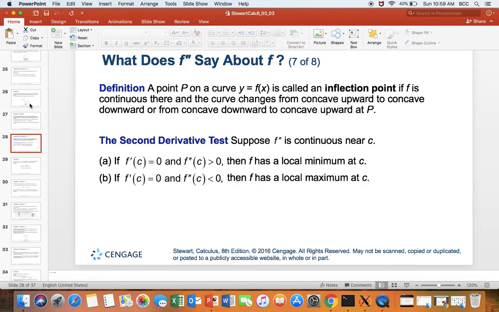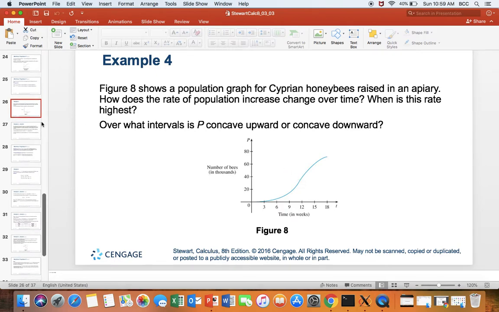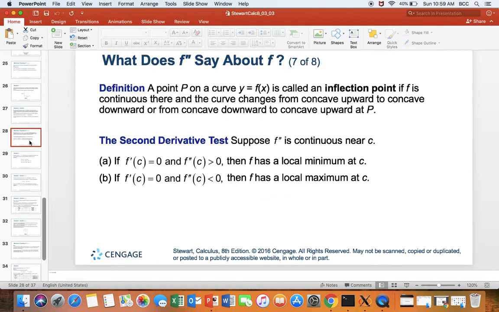All right, let's go to this curve. At 12, notice concavity changed. To the left, it was concave up. To the right, it is concave down. So that point is called inflection point. Okay? Inflection point.